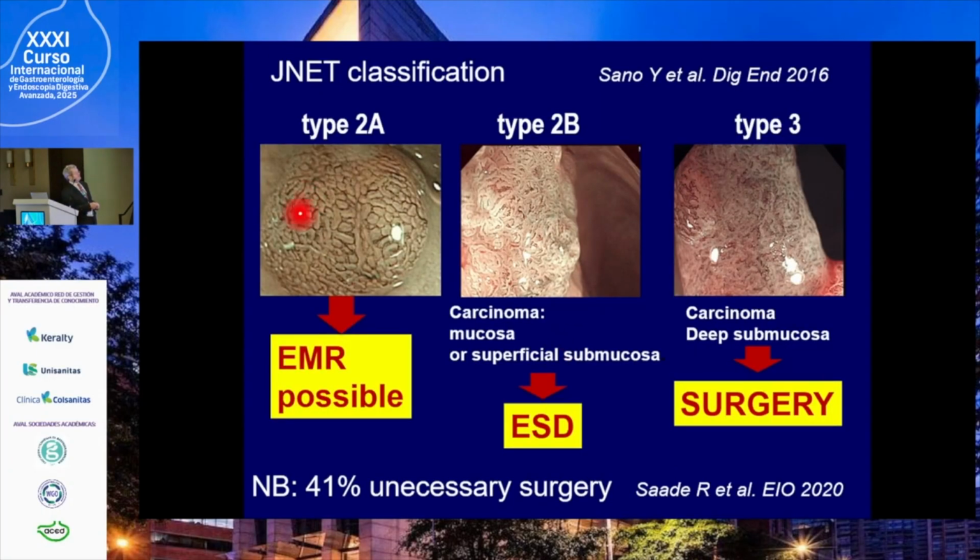2A, regular pattern, EMR is possible, okay. But when you observe this, no, there is a risk of carcinoma, so you should perform ESD immediately. And of course, this one, amorphous, where you don't see the vessels very well, in this case, surgery, because there is a deep submucosal carcinoma. In fact, the problem is that even in 2020, 41% of procedures have been performed by surgery, which was unnecessary. So surgery is still promoted too much.